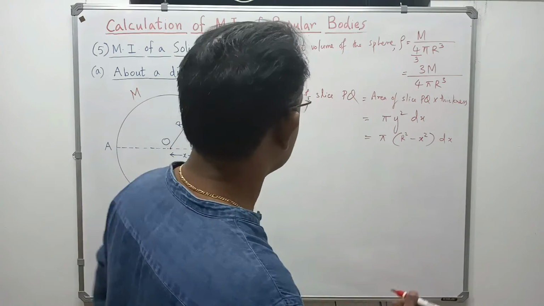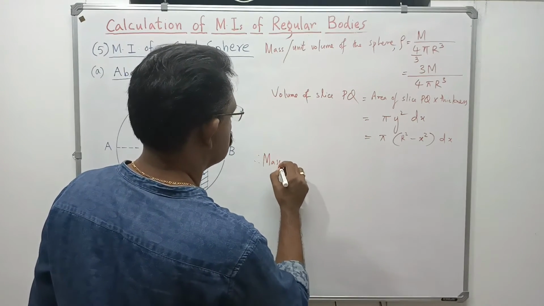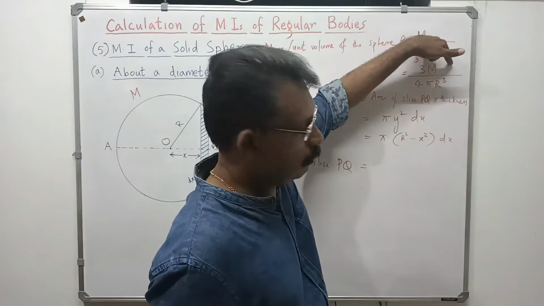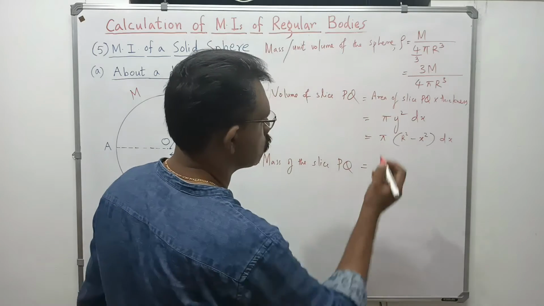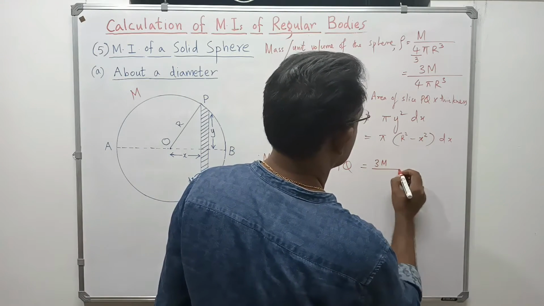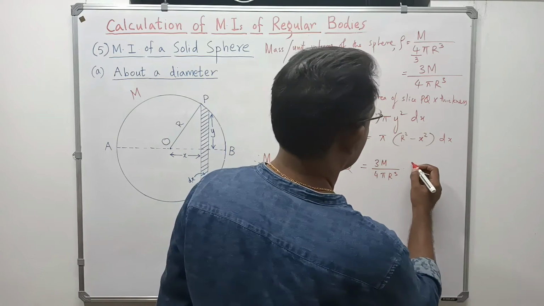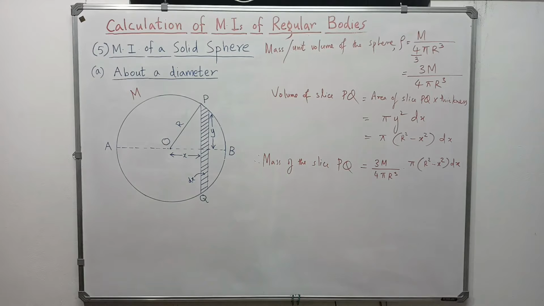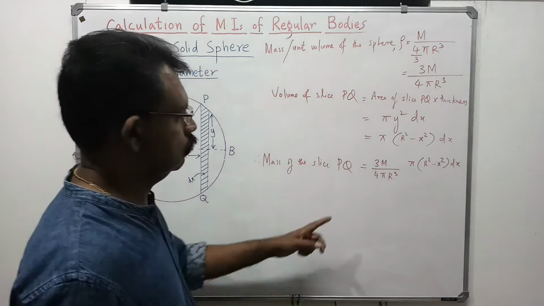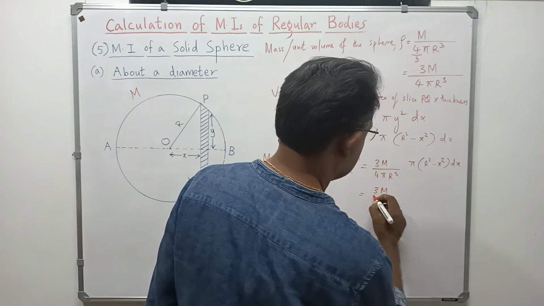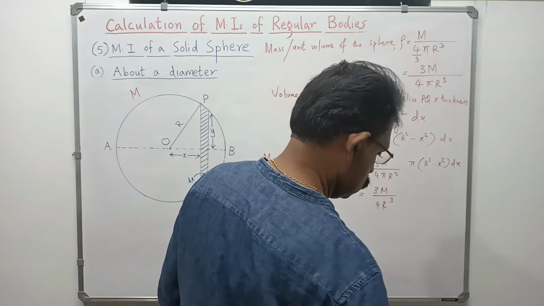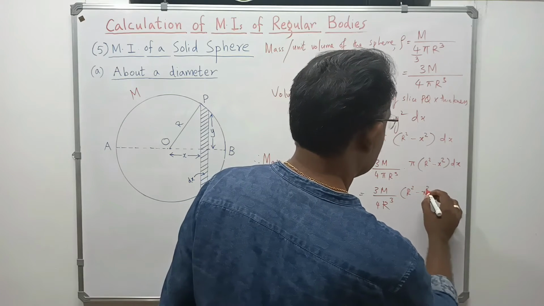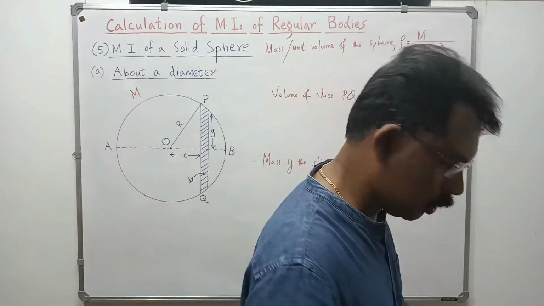This is the mass per unit volume. So therefore, the mass of the slice PQ is given by, what is that? This is mass per unit volume, and this is the volume of this particular slice. So I can write 3m by 4 pi r cube into the corresponding volume, that is pi into r squared minus x squared into dx. So pi and pi get cancelled. This will be 3m by 4r cube into r squared minus x squared dx. So now we have got the mass of the slice PQ.